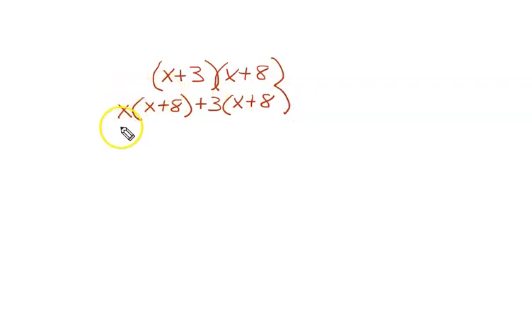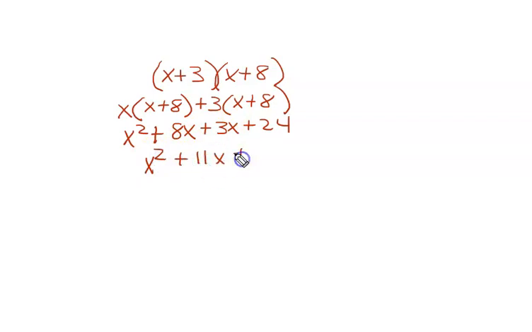And now you're going to distribute. X times x is x squared. X times 8 is a positive 8x. Then 3 times x is a positive 3x. And 3 times 8 is a positive 24. Now often the middle terms are going to be like terms. So you would get x squared plus 11x plus 24.